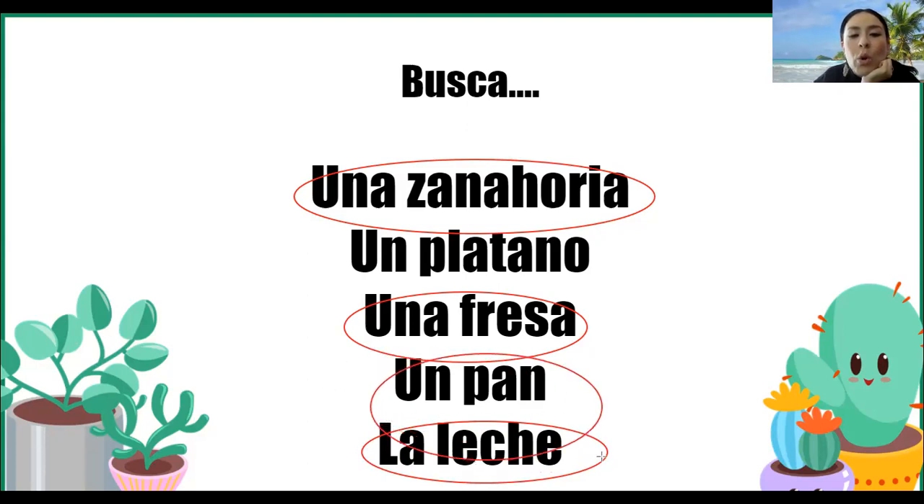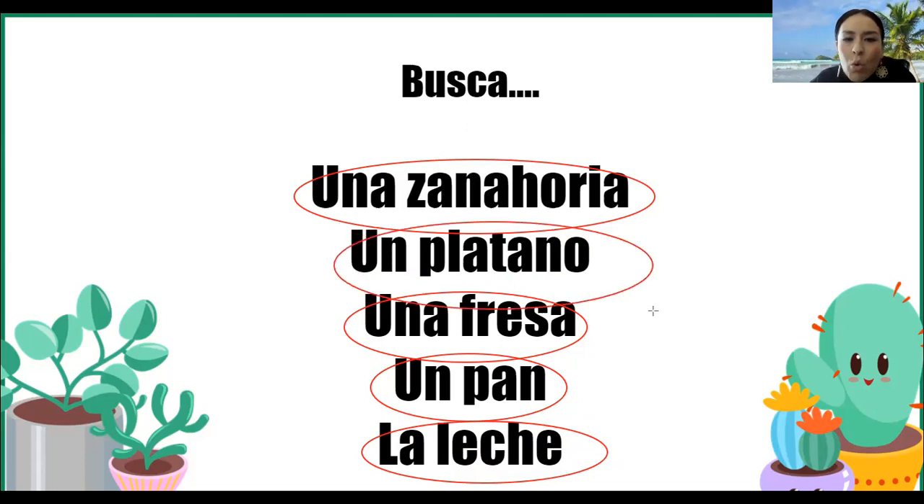Ahora busca un pan. Busca un pan. If you do not have a pan, haz un dibujo de un pan. Beautiful. And the last one, busca un plátano. Un plátano. Draw a picture of a plátano if you do not have one.